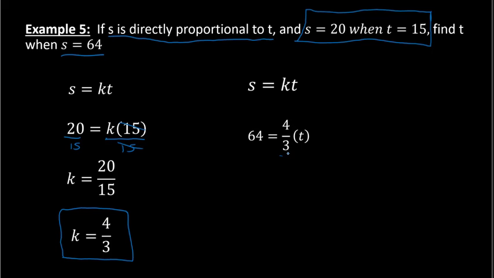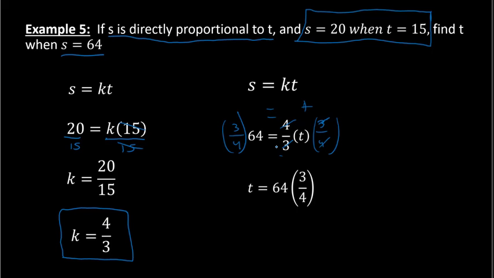So that's the same thing as multiplying by 3 over 4. So let's multiply both sides by 3 over 4, because that's the same thing as dividing by the 4 over 3. So on the right side, the 4/3 and the 3/4, when I multiply, will cancel out. That gives me 1 over 1, or just 1t. So I have t equals, and then 64 times 3/4.